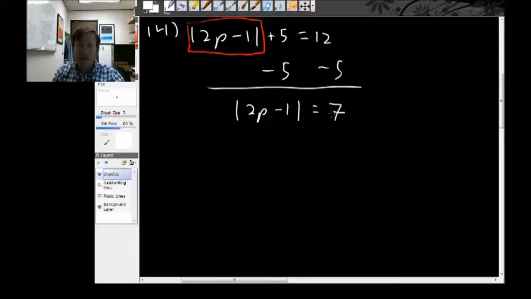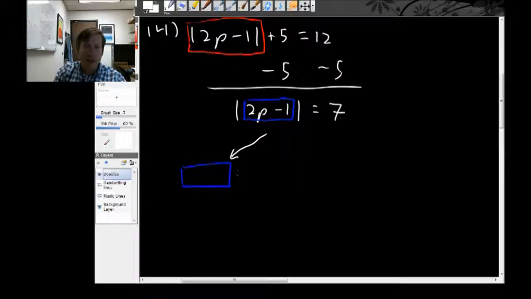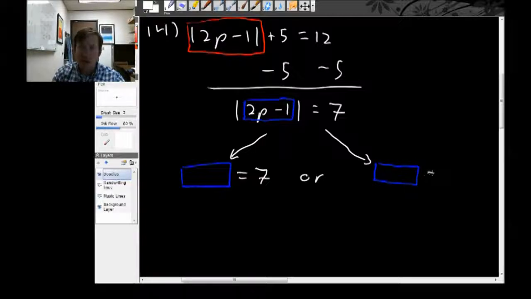So the absolute value of something can be 7 in two ways. Either the thing inside the absolute value, 2p minus 1, can be equal to 7, or the second way this can happen is that this thing inside the absolute value could be equal to negative 7. Either way, once you take the absolute value, it's going to be equal to 7.